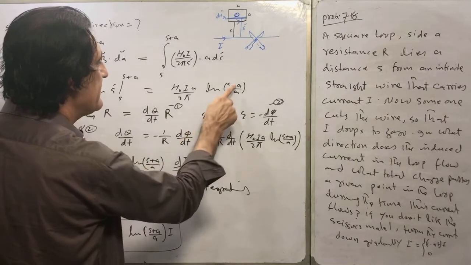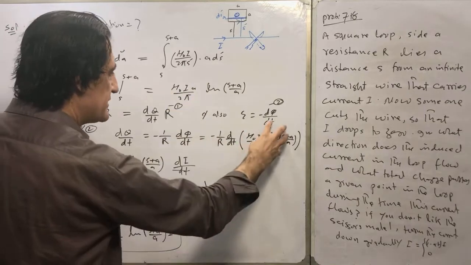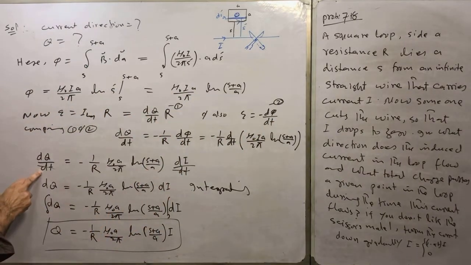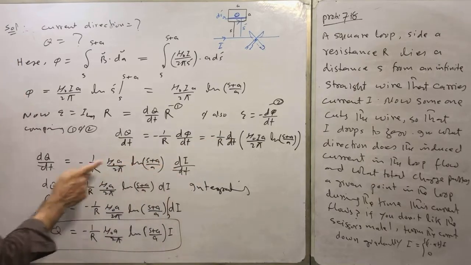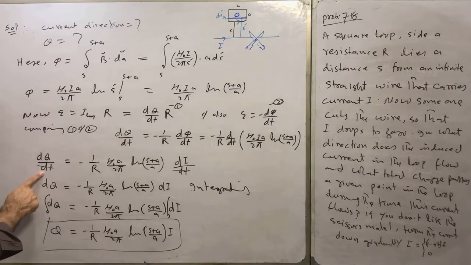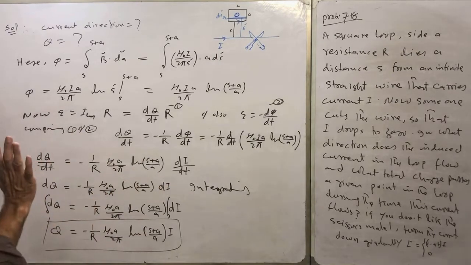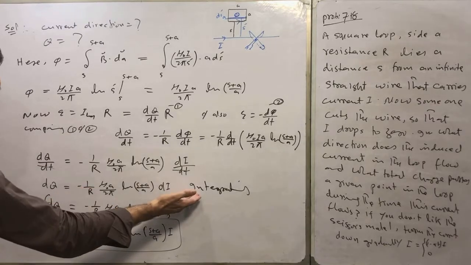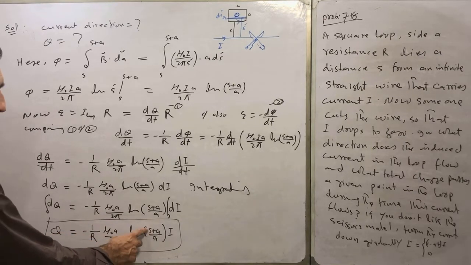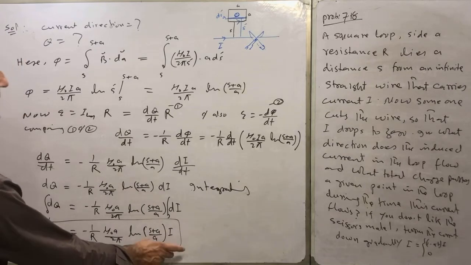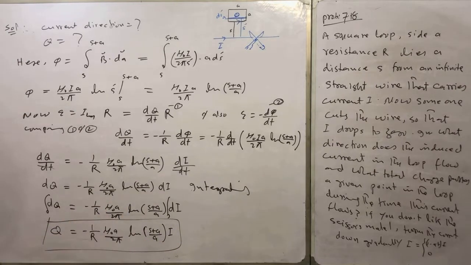Putting in the value of phi which we have calculated, the dt cancels on both sides, and finally we get dq equal to this. It is very simple. Integrating both sides, with everything else remaining constant, Q is equal to minus 1 over R times mu naught a divided by 2 pi times log of (s plus a) divided by s, times I. So this will be the charge in this loop.